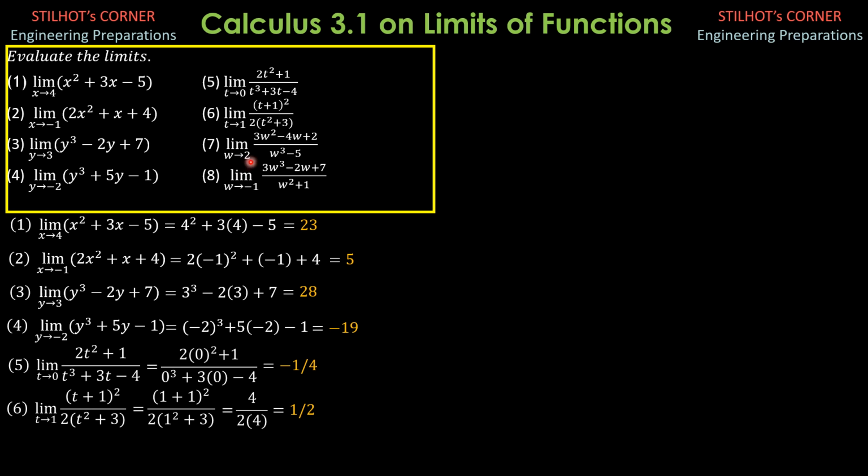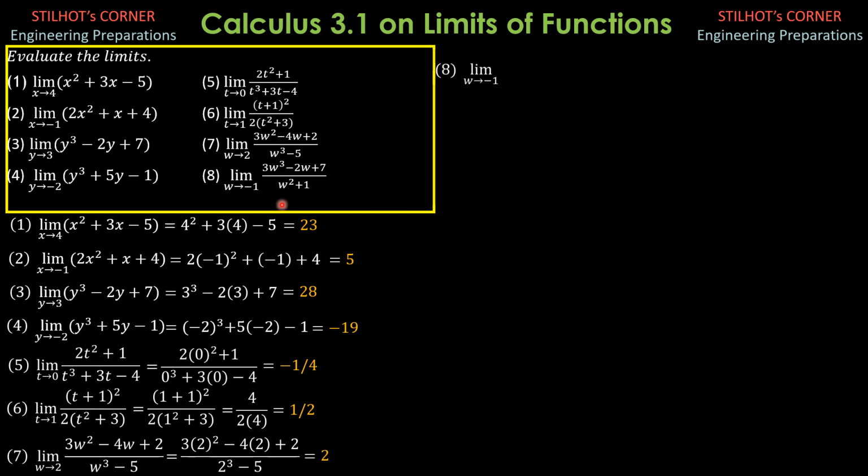Number 7, limit of 3w squared minus 4w plus 2 over w cubed minus 5 as w approaches 2. Again, the denominator does not approach 0, so there's no problem with this. We substitute w: 3 times 2 squared minus 4 times 2 plus 2 over 2 cubed minus 5. So that would be 3 times 2 squared, that's 12, minus 4 times 2, so 4, plus 2, 6. The numerator is 6. 2 cubed is 8 minus 5 is 3. So 6 over 3 is 2.